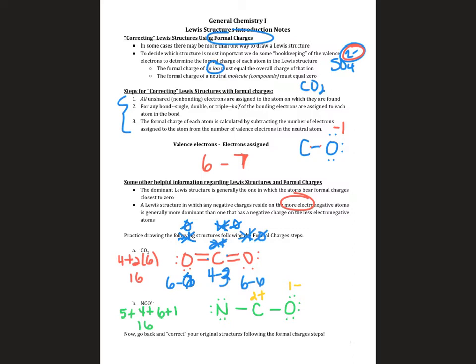So 5 minus 7 is, it's sitting at 2+ right now. Now remember, this is an ion. So I'm going over here. This does need to have a 1- charge.